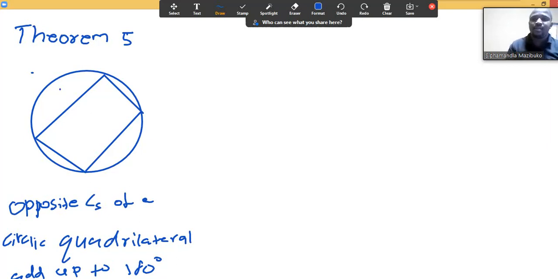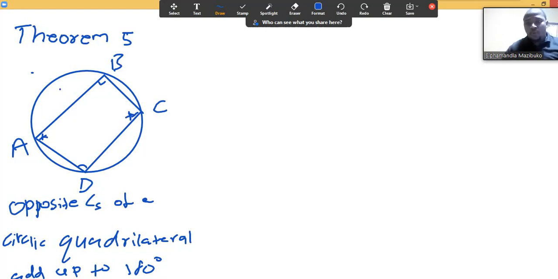Hi guys, here we're looking at our Theorem 5. Theorem 5 says opposite angles of a cyclic quadrilateral add up to 180 degrees. What they mean here is, if we have A, B, C, D, then if you add angle D and angle B, you should get 180, and if you add angle A with angle C, you should get 180 as well.